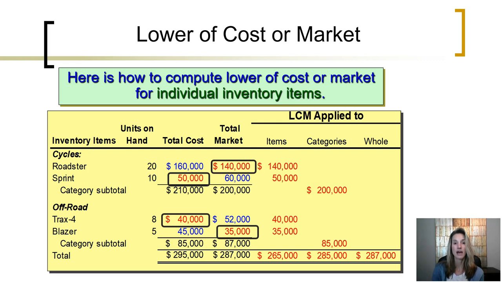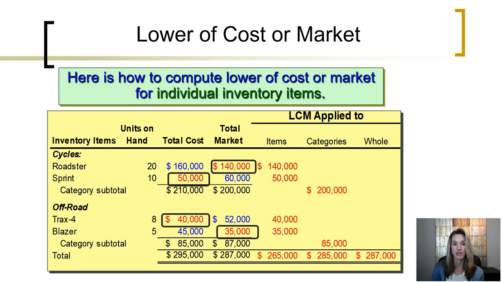If we were to apply the lower of cost or market rule to the inventory taken as a whole, total cost of inventory $295,000, total current market or current replacement value $287,000. The $287,000 is lower, so we would report the $287,000 using that whole category or the inventory taken as a whole.